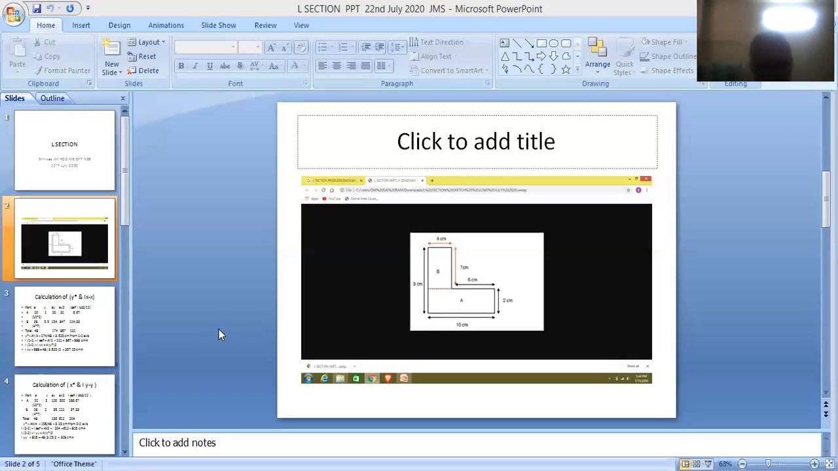So friends, now let us discuss the calculations as told in the beginning of the class. We have to make calculations of X bar and Y bar, and also the calculations of IXX and IYY. These things are shown in the coming slides. So friends, let us move to the next slide for making the calculations.